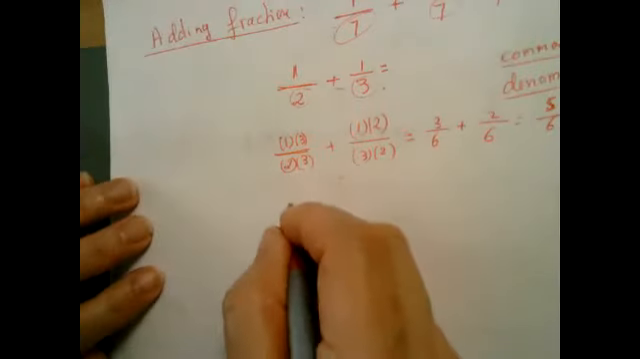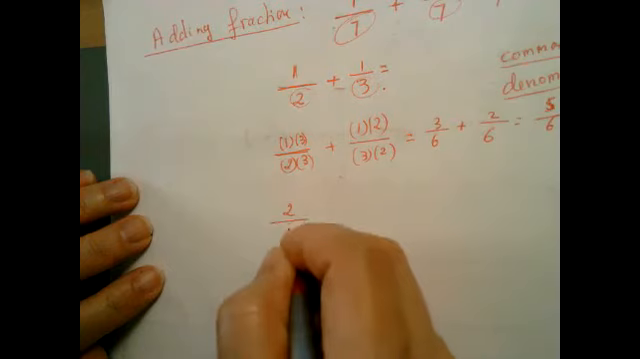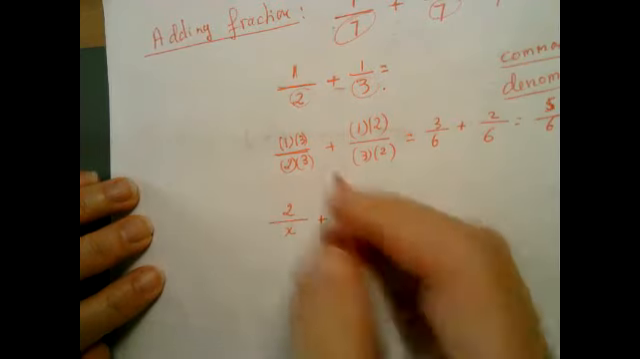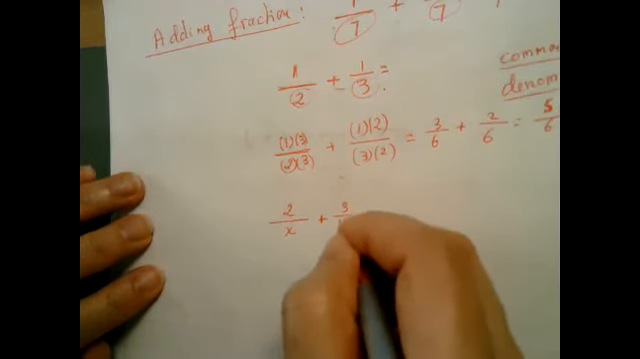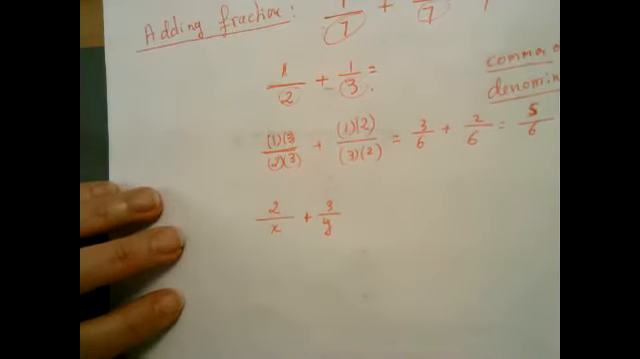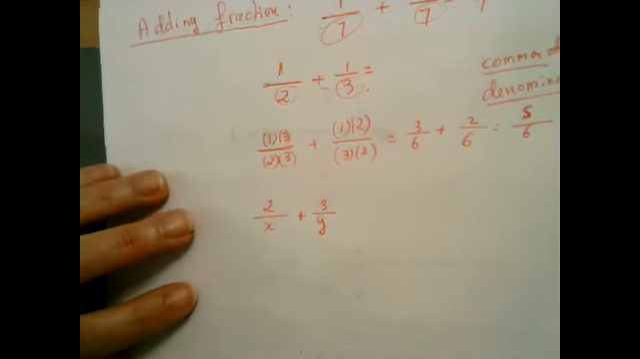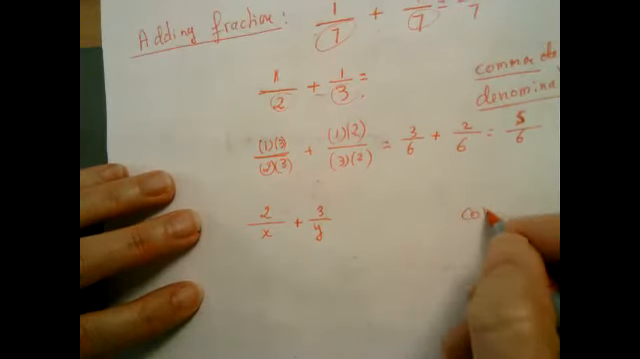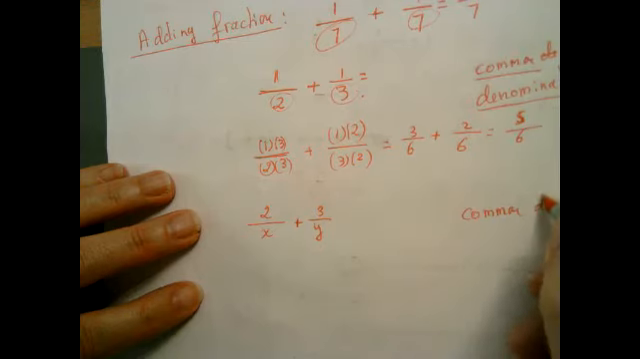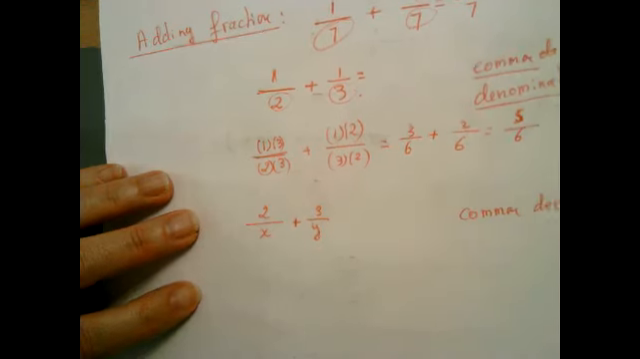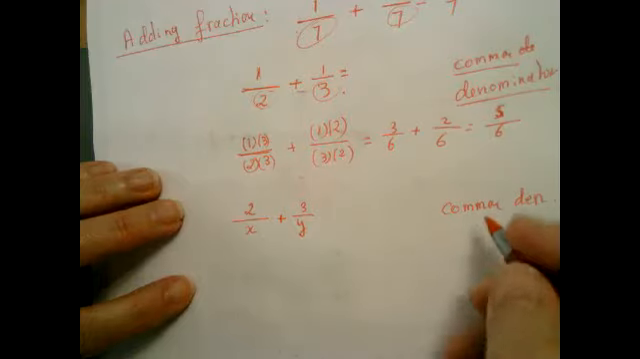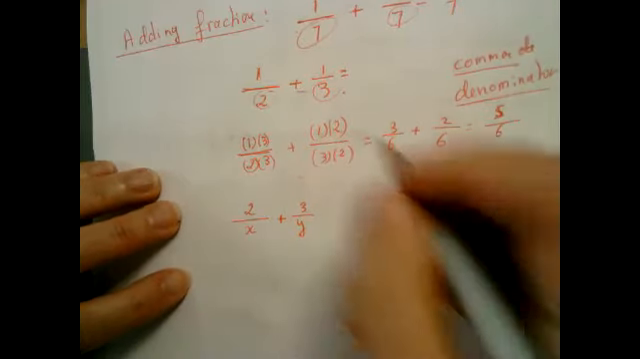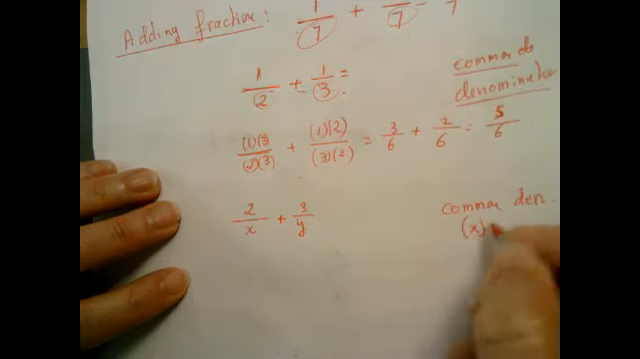What do I mean by that? Let us say I have 2 over x, and I add to it 3 over y. And I want to find a common denominator. We should not let symbols bother us. What is the common denominator in this scenario? It's nothing more than before: it's the product, x times y.